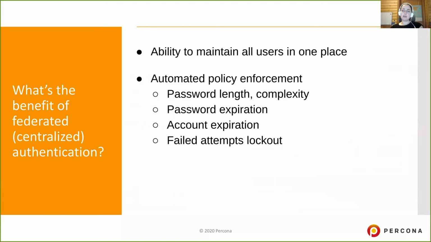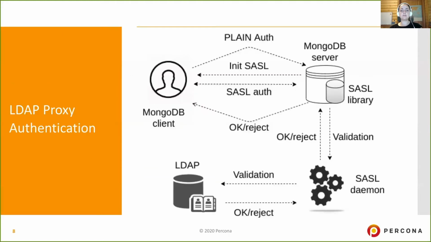So let's take a closer look at centralized authentication. The first one is LDAP proxy authentication. The diagram shows all steps of the process. It starts when the client sends plain authentication against the Mongo server, which in its turn initiates a SASL session with the client. Afterwards, the Mongo client sends SASL authentication to the Mongo server, which forwards it to the SASL daemon, and it sends it to LDAP. When authentication is successful, the proof is returned all the way backwards.